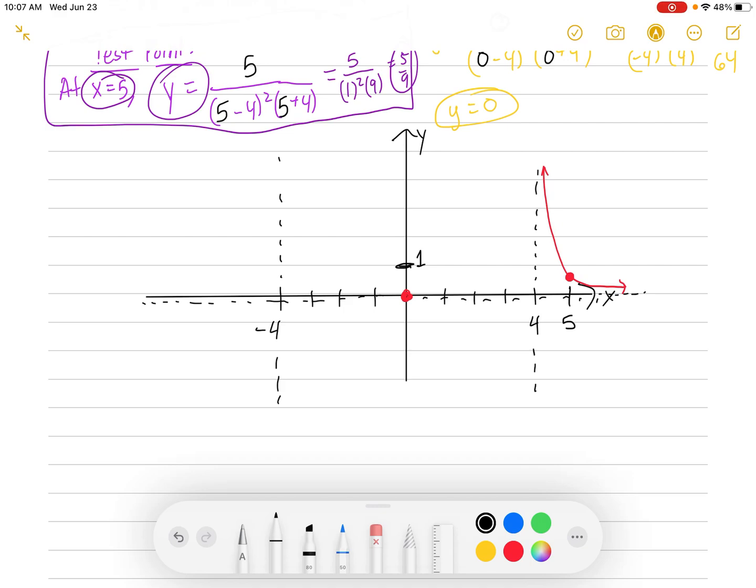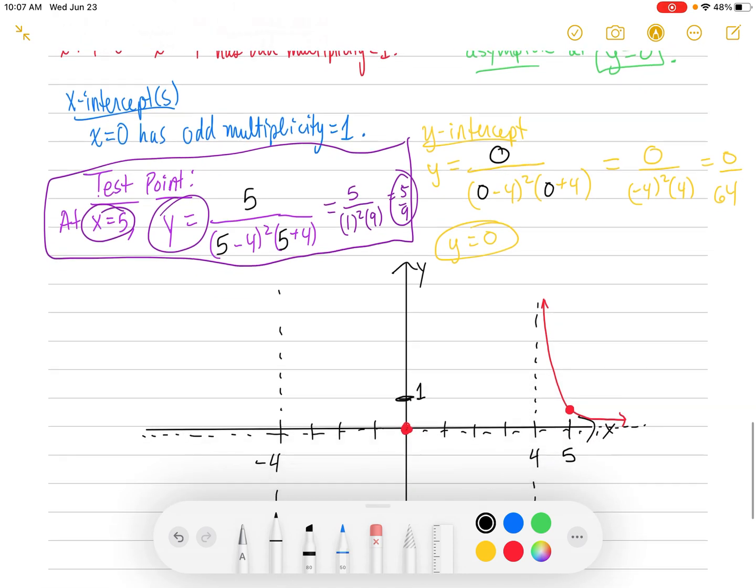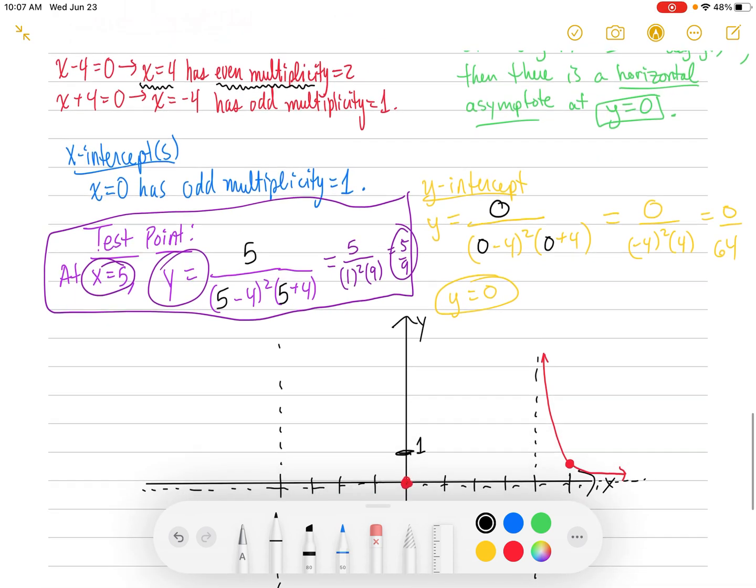So it's in that upper right corner there on the far right. Okay, so we have the upper right side done to the right of the vertical asymptote 4. What about on the left side of the vertical asymptote 4? Well, let's focus on our vertical asymptote 4 here. It had even multiplicity, right? Even multiplicity.